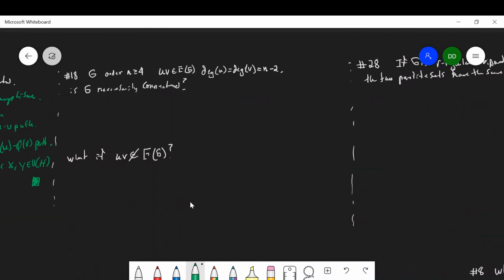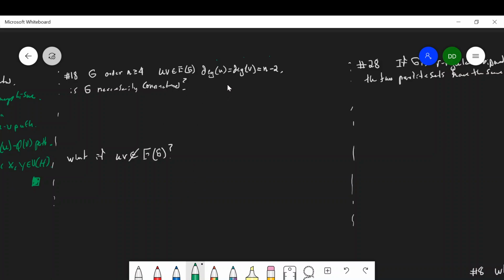All right, so here's one just thinking about connectedness again. If I have this graph of order at least 4, and the first part we're going to assume U and V are vertices of G and that they are adjacent. And we also have this, that the degree of U is the same as the degree of V, is n minus 2. And we want to know, is G guaranteed to be connected if we have this?